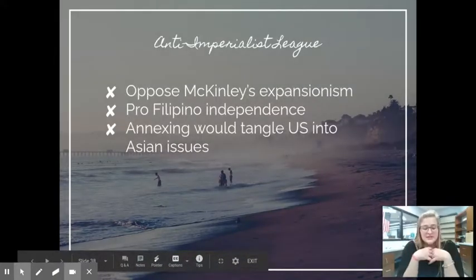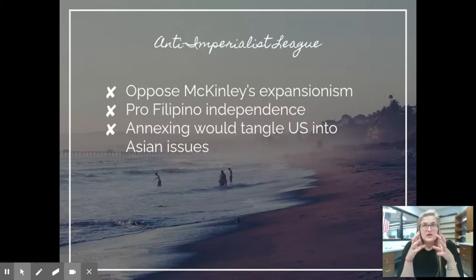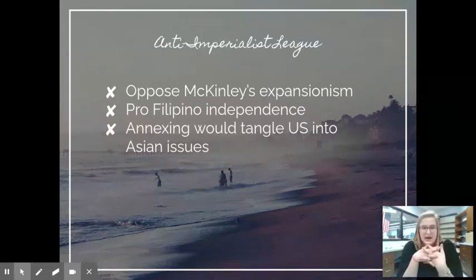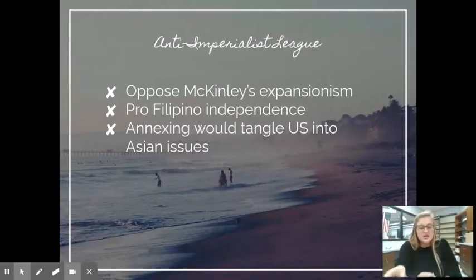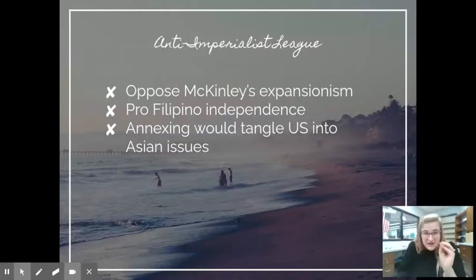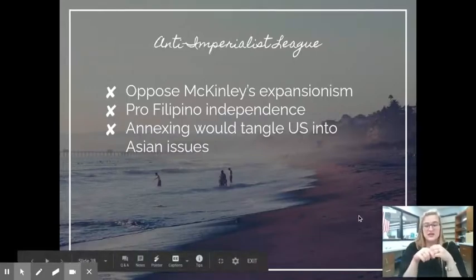So a lot of these anti-imperialists were also fearful of exploited racial minorities and things like that, but not so much so. That wasn't a concern during this time period. They didn't have the mindset that you and I have. So the Anti-Imperialist League forms of more of these radical Democrats. They form specifically to oppose McKinley's expansionism.